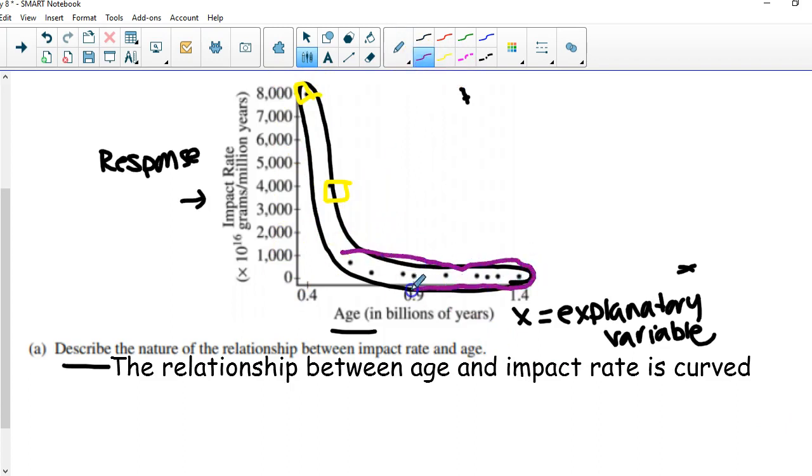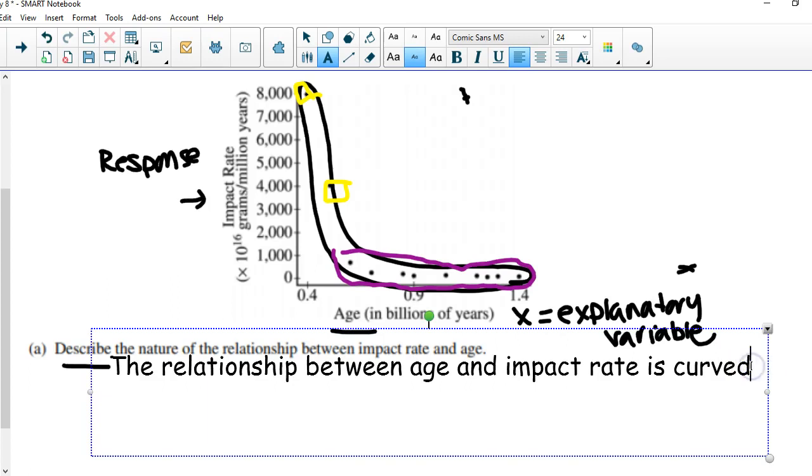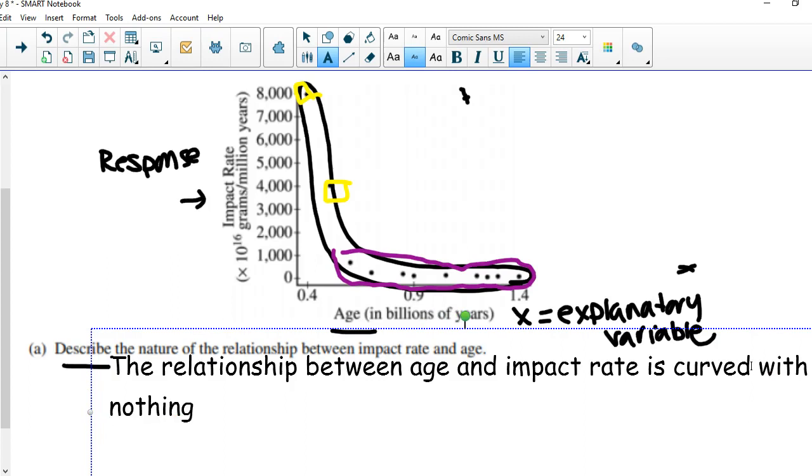So either way you can get credit. So we can say those are two unexpected points or not. But the big thing is you say that it's curved right here. All right. Hopefully we're good. The relationship between age and impact rate is curved with nothing unexpected. It is a strong relationship. It is a strong negative relationship.